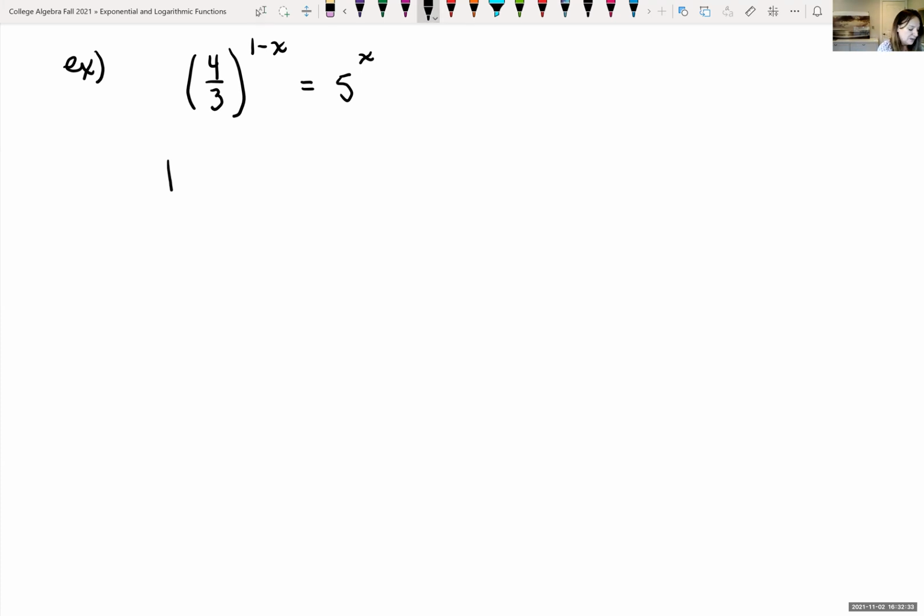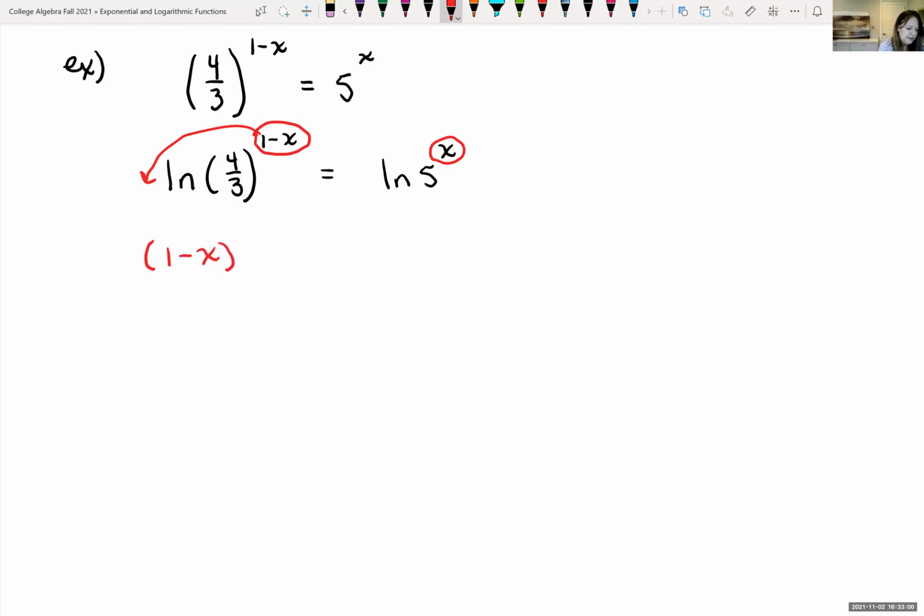And so let's take the natural log of both sides of our equation. So the natural log of 4/3 all raised to the 1 minus x equals the natural log of 5 all raised to the x. So we're going to use rules of exponents and logs so that we can bring these down. Be careful though, because if there's more than one term in that new exponent, then we need parentheses around that whole thing. So there's parentheses 1 minus x, then that natural log of 4/3 is equal to, bringing the x down, x times the natural log of 5.